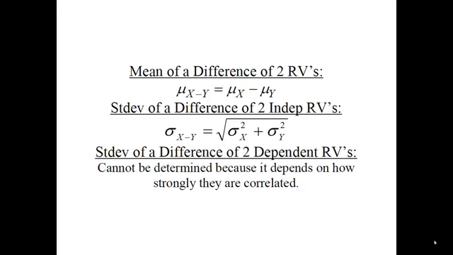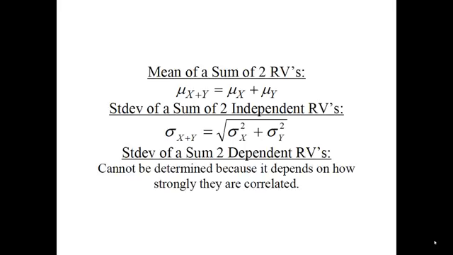The mean and standard deviation of a difference of two random variables. The mean of two random variables' difference is the difference of the means. The standard deviation of the difference is the square root of one of the standard deviations squared plus the other standard deviation squared. The standard deviation of a difference of two dependent random variables cannot be determined because it depends on how strongly they are correlated.